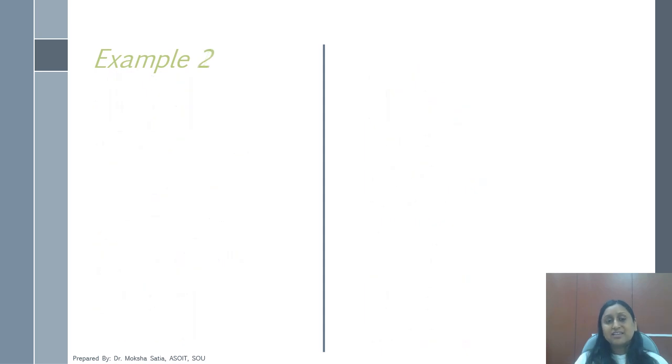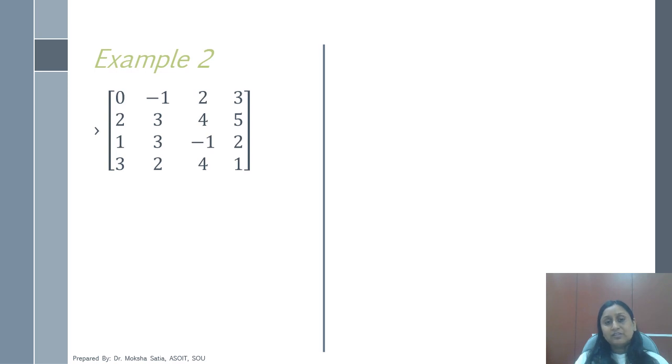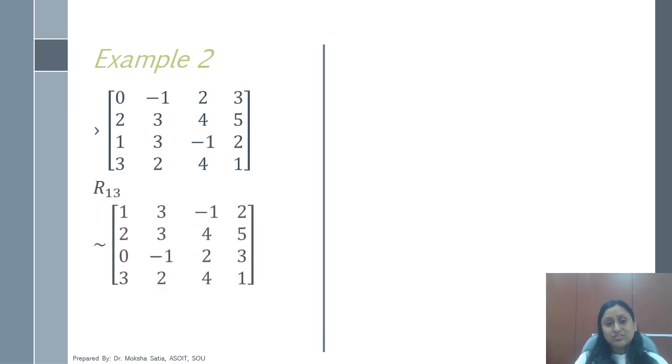Now moving to example 2. Here is the matrix of order 4. Now, we need a leading 1 in the first row, first column. You can see there is a 1 in row 3, which is also in column 1. That's why we can interchange row 1 and row 3. After interchanging row 1 and 3, we have the resultant matrix like this.